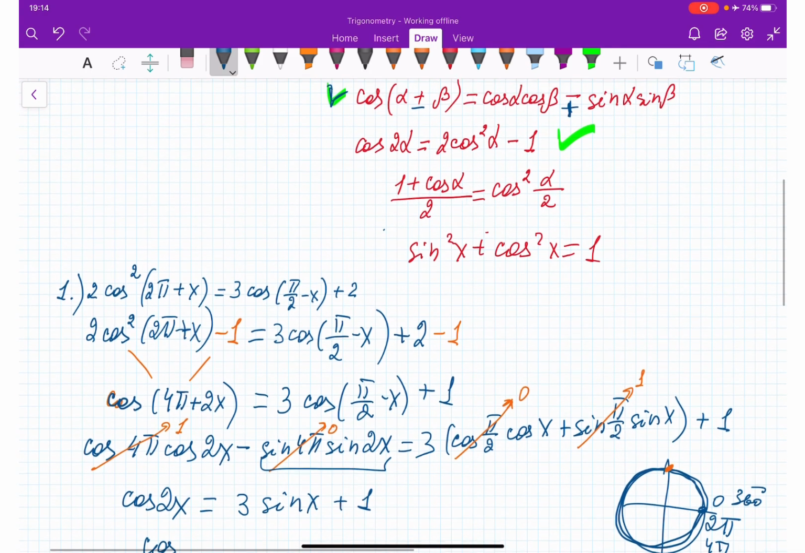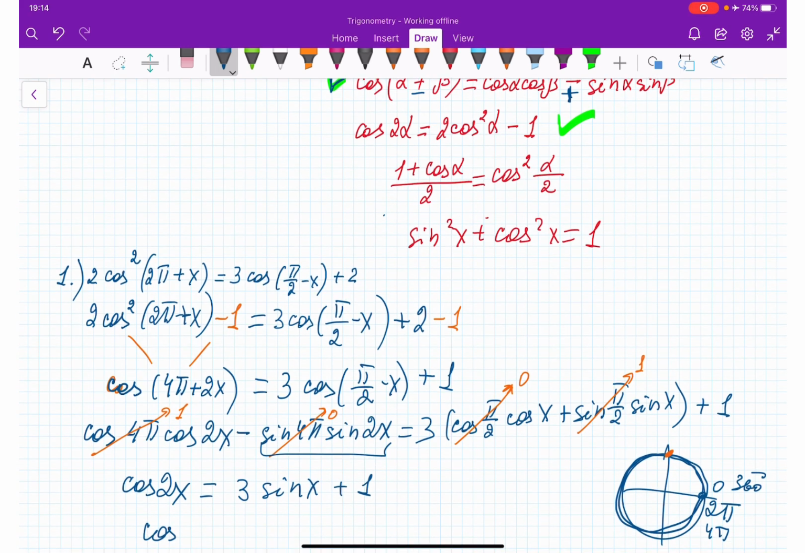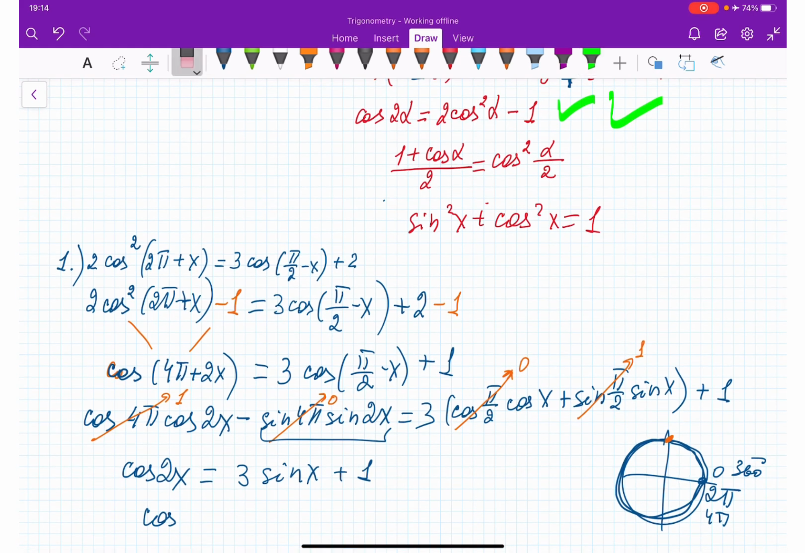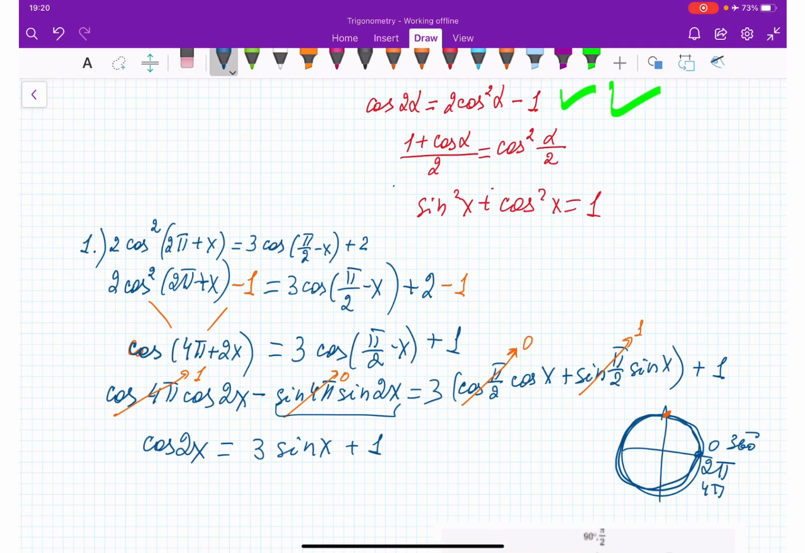So where is my 2x here? The same formula, right? Let me apply it. It's going to be 2 cosine squared x minus 1 equal to 3 sine x plus 1.